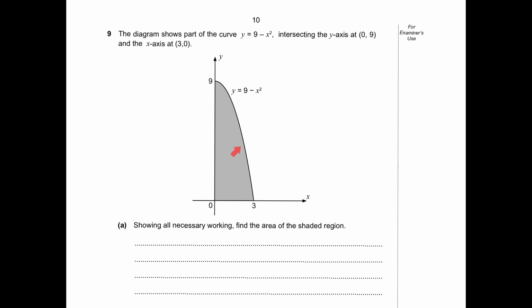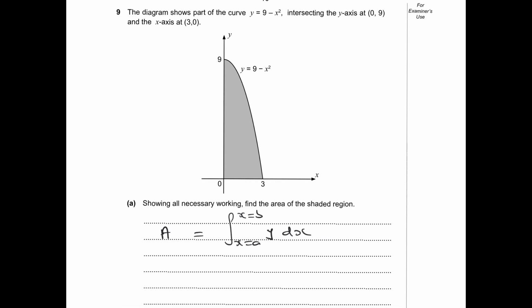So to get this area here, we need to obviously integrate. This is actually what we are going to have: A is equal to the integral from x is equal to a to x is equal to b of y dx. So that's what we need to integrate there.